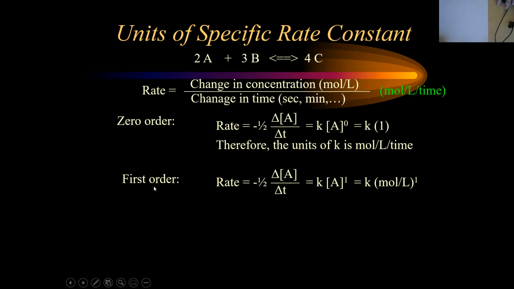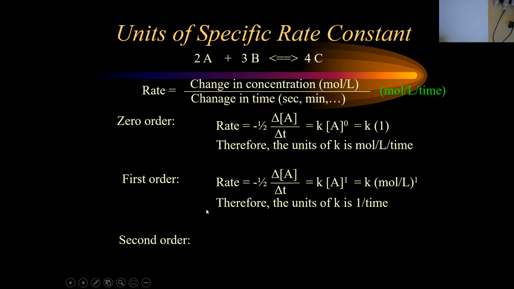So if I have a first order reaction, it's going to be some constant times concentration of A raised to the first power. Now, the concentration of A is moles per liter. The units for the rate is moles per liter per unit time. So the moles per liter are going to cancel out, and k would be just 1 over time. So the specific rate constant will have the units of 1 over time, so that when I multiply 1 over time times moles per liter, I get moles per liter per unit time that I had to have for the overall rate of the reaction.